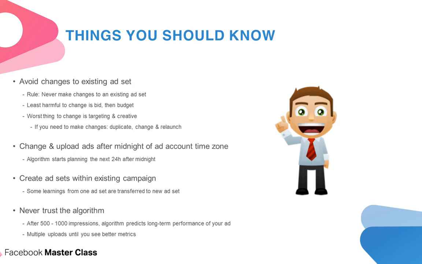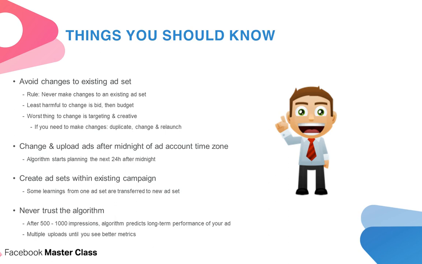Number 7, avoid changes to existing ad sets. Here's a really basic rule. Never make changes to an existing ad set. The least harmful thing to change is the bid, then the budget, but still learnings get lost if you make changes to a live ad or ad set. However, the worst thing to change is the targeting and changing the creatives, because that resets some of the learnings. And the technical thing that happens here is that the algorithm creates a fresh object ID.